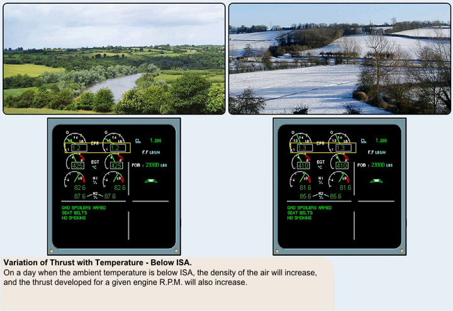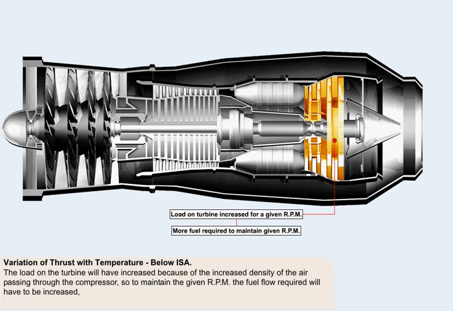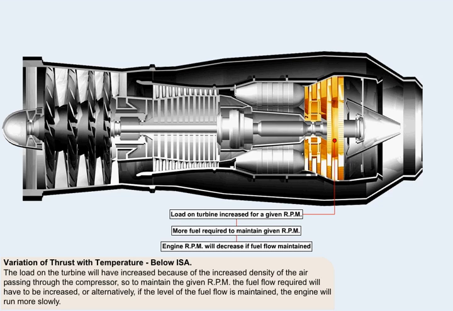On the other hand, on a day when the ambient temperature is below ISA, the density of the air will increase, and the thrust developed for a given engine RPM will also increase. The load on the turbine will have increased because of the increased density of the air passing through the compressor. So, to maintain the given RPM, the fuel flow required will have to be increased. Or, alternatively, if the level of the fuel flow is maintained, the engine will run more slowly.